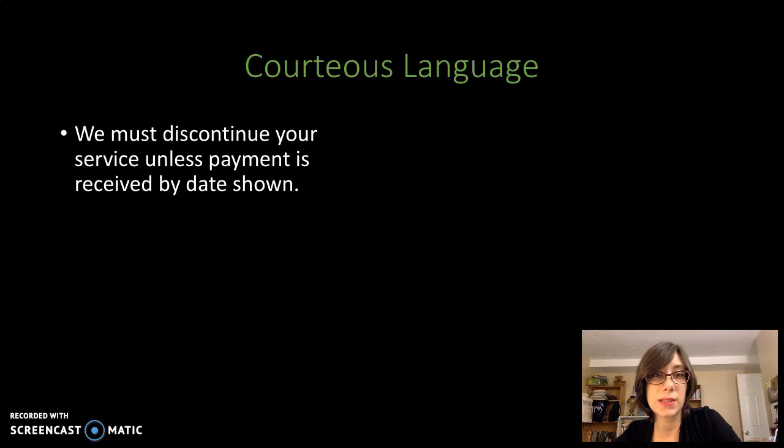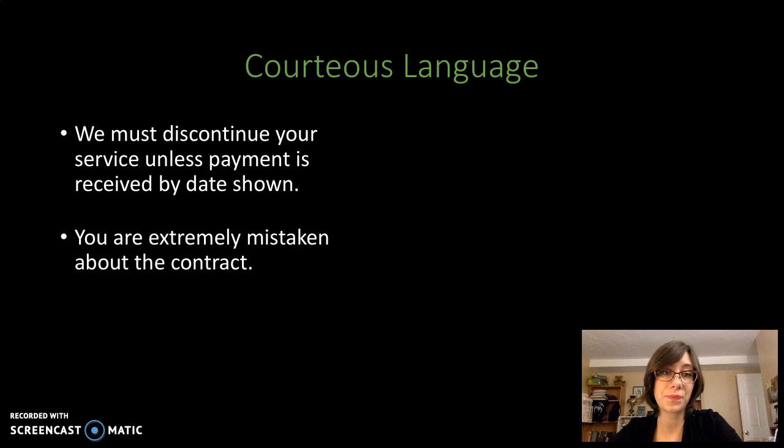So something like, "We must discontinue your service unless payment is received by date shown." This is not very courteous because it's kind of a threat. So you want to say something more positive, like, "In order to maintain continuous service, please get us the payment by the date shown." It's more about the reader.